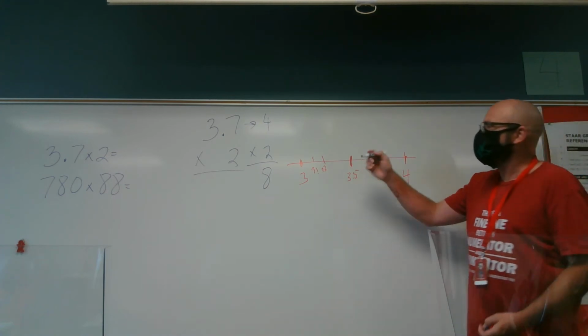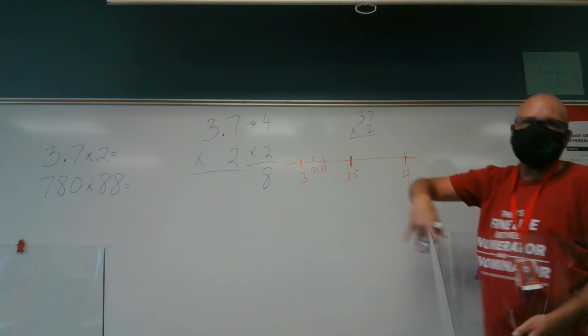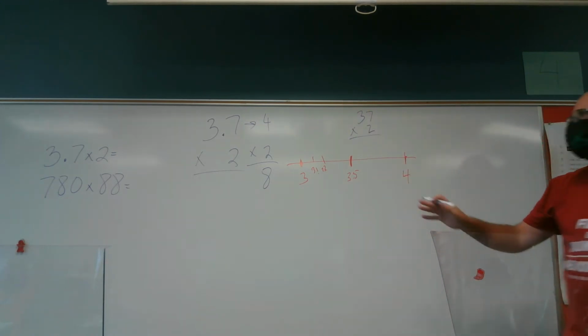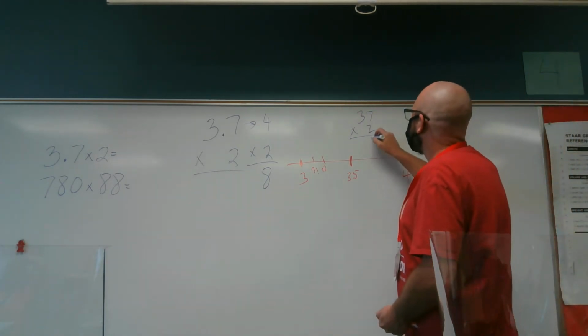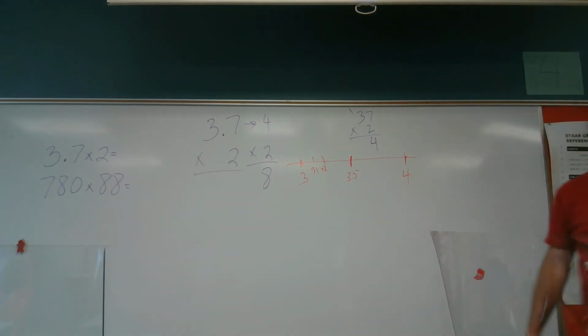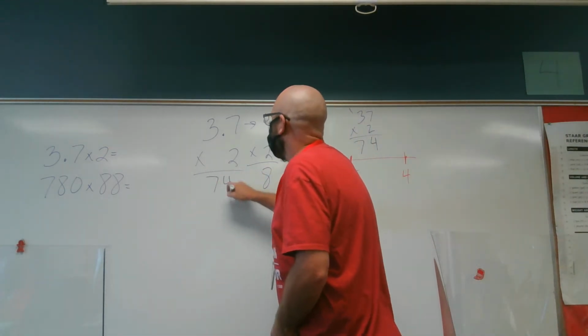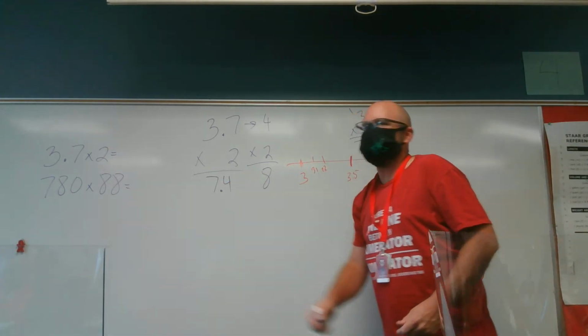So now I just write it 37 times 2, ignoring the decimal point until I get to the end. 2 times 7 is 14. 2 times 3 is 6. Plus 1? 7. Yes, I got it right again. So 74, needs to be close to 8, so it's 7 and 4/10.